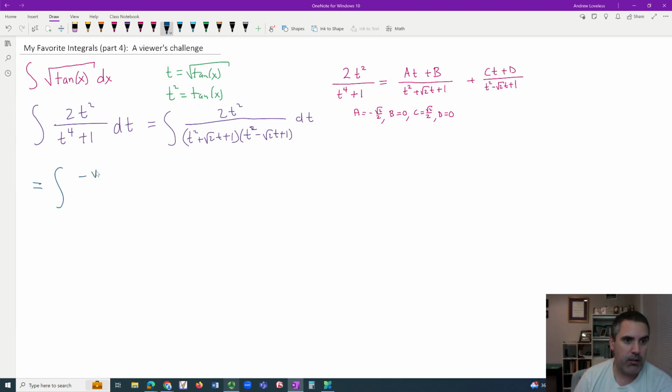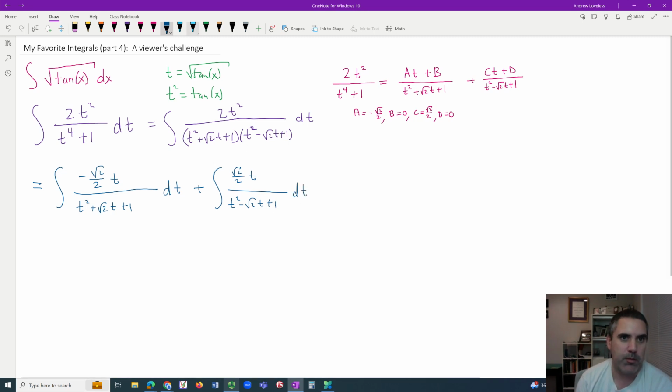There's going to be negative root 2 over 2t, because that's my a there, divided by t squared plus root 2t plus 1. And then separately, I'll have this other integral, which is the square root of 2. And I still don't know, maybe I have some small error here, because this is where I stopped before. I'm just going to go a few steps further.